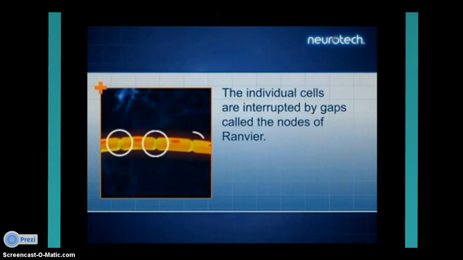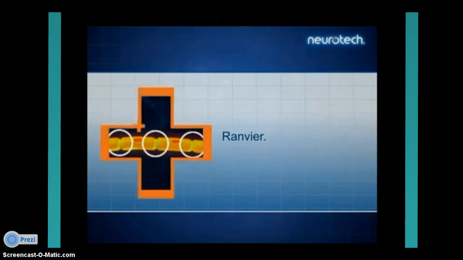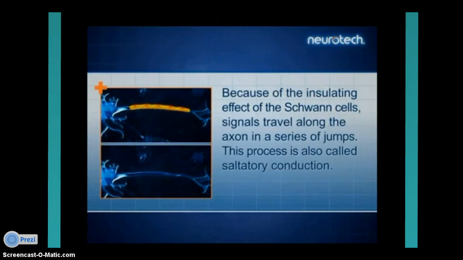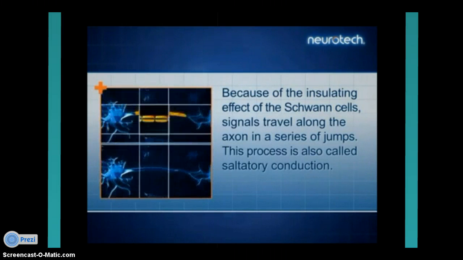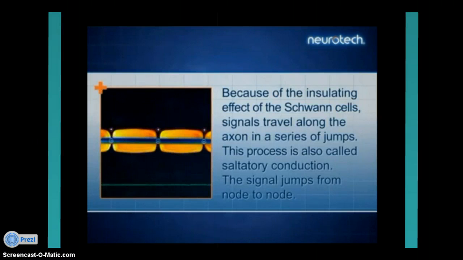The individual cells are interrupted by gaps called the nodes of Ranvier. Because of the insulating effect of the Schwann cells, signals travel along the axon in a series of jumps. This process is also called saltatory conduction. The signal jumps from node to node.